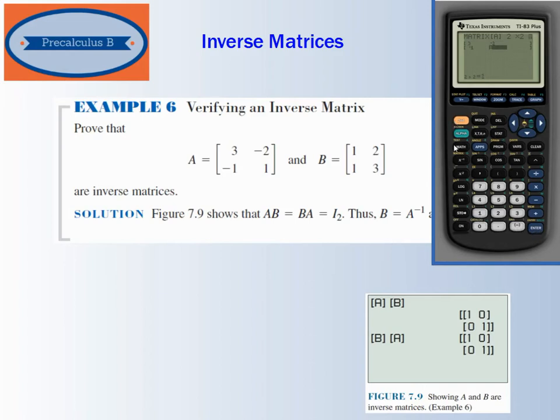Then I'm going to go back, second matrix, go over to edit, and edit matrix B. It's also going to be a 2 by 2. So you put in the values. Then 1, 2, 1, 3. Then I go back, so I can quit out of that now. I have a clear screen. Now I can come back into matrix and say matrix A times, then go back into matrix, choose matrix B. And when I multiply them, what do I get? I get the identity. And so you can actually use your calculator to do this.